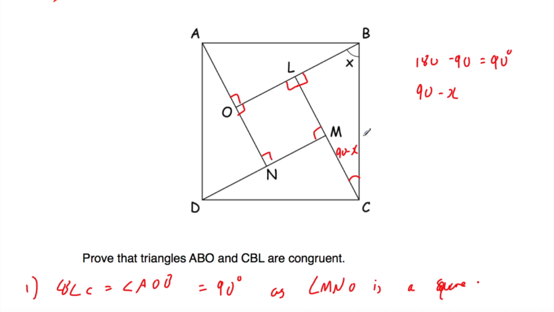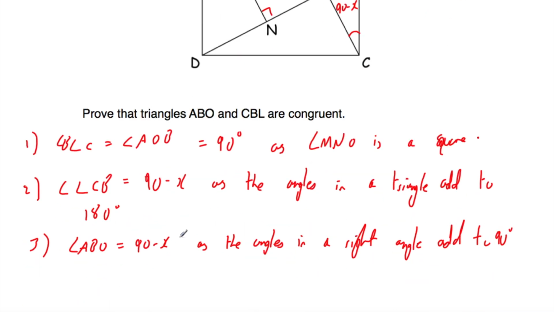Okay, so let's have a look at this right angle up here. Remember that ABCD is a square. So if this is equal to x degrees, this angle up here would be equal to 90 minus x degrees, because these two angles must add together to be 90 degrees. So to find the size of this one, you just take this one away from 90. So let's write that down, that angle ABO equals 90 minus x degrees, as the angles in a right angle add to 90 degrees.